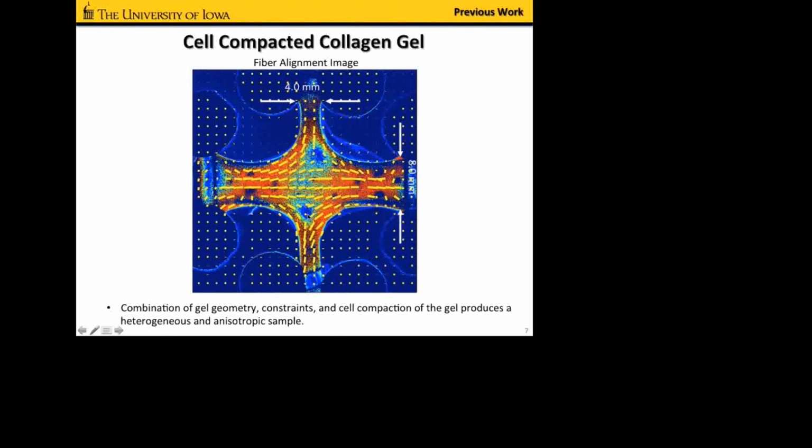What happens is that when these structures are created, the fiber alignment patterns in the tissue arise from the interplay of multiscale mechanical interactions between cell compaction of the gel, the geometry of the gel, and the constraints on the gel. So we can manipulate these things to create our test samples.